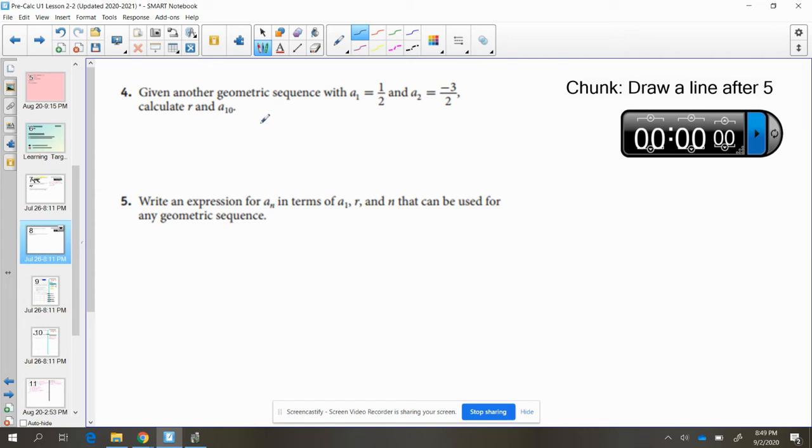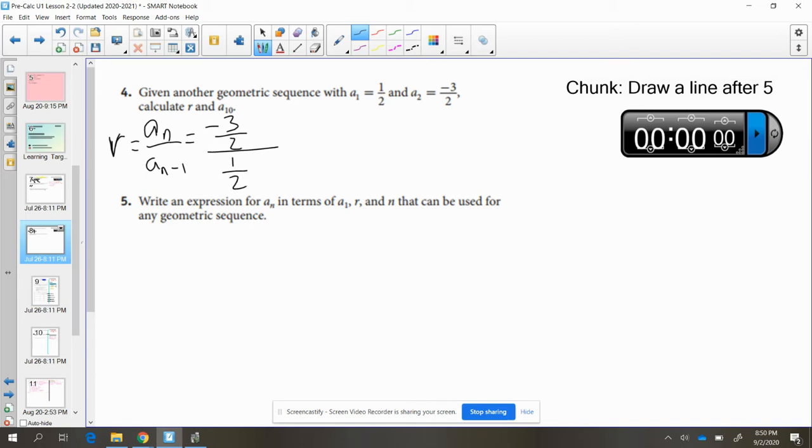If you look at number 4, we have a completely different geometric sequence, finally, and they want us to calculate two things, r and the 10th term. Now, a reminder from the last lesson that our r values are found by taking a specific term divided by its preceding term to get our common ratio. So if we have a second term of negative 3/2, we're going to divide that by its preceding term, 1/2.